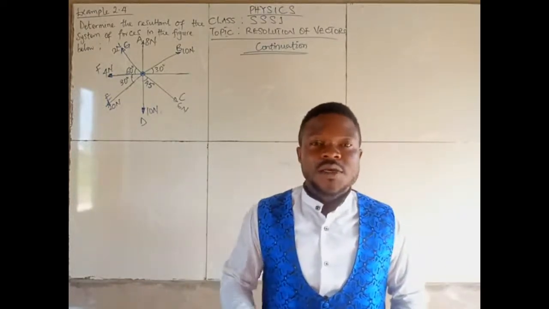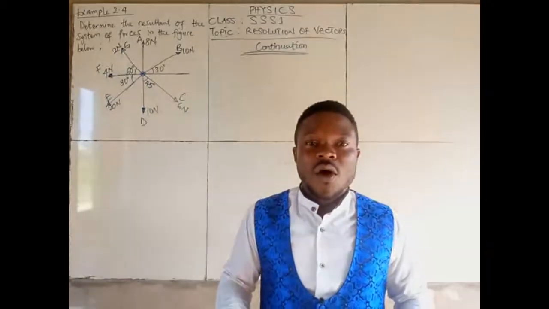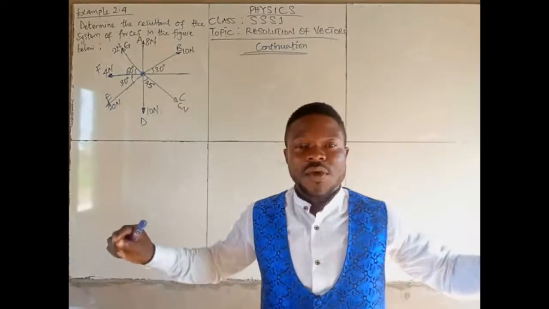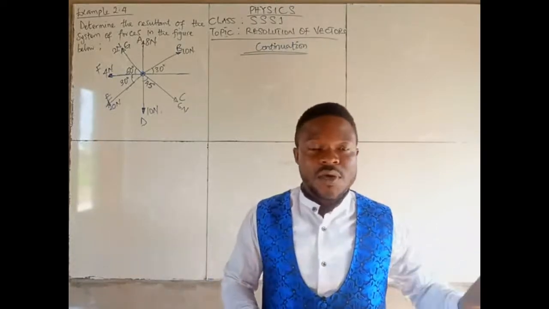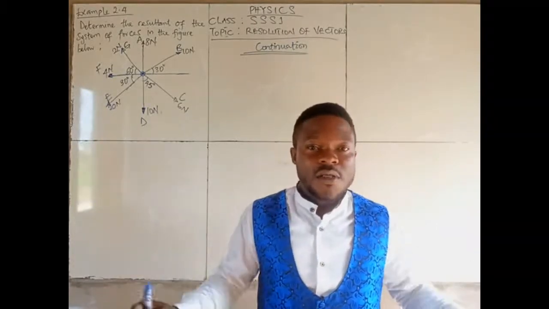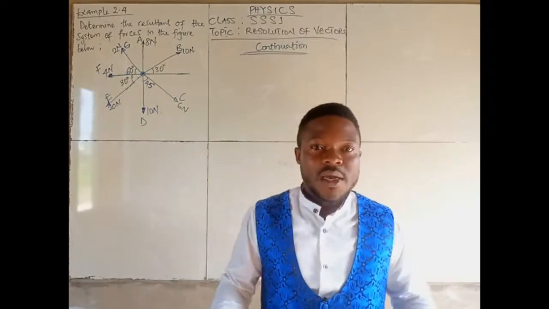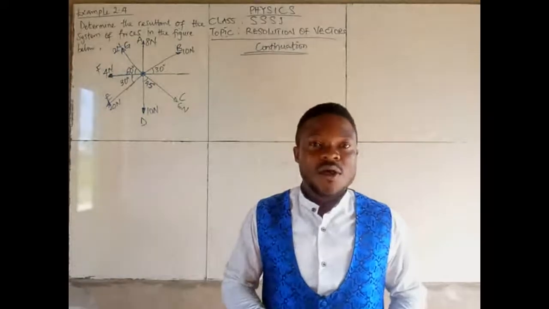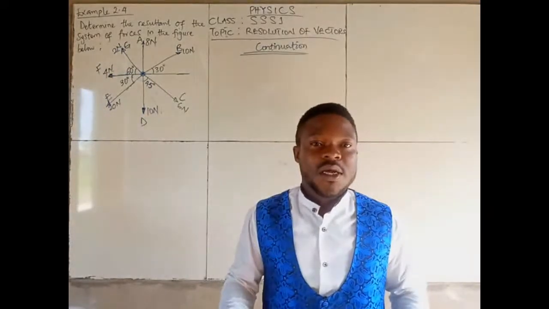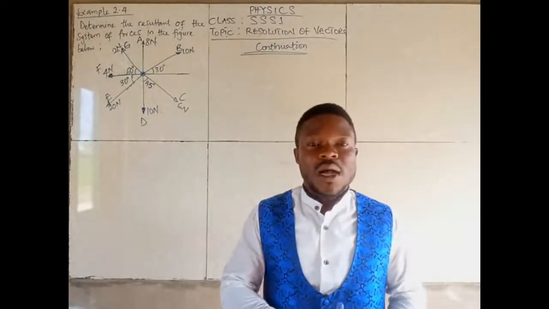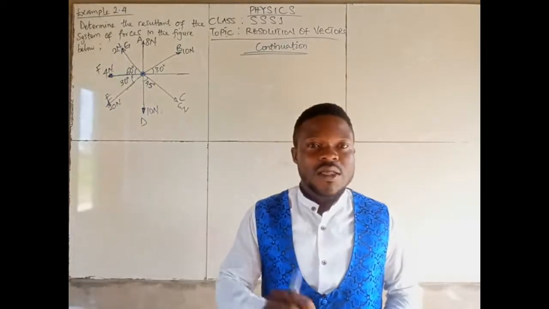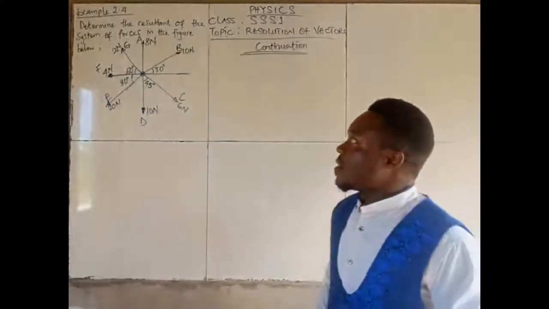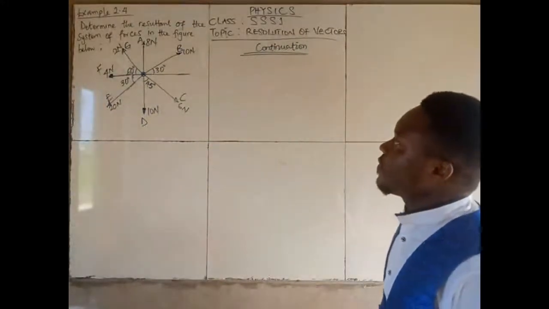Secondly, you should also do what? Add all the x components together to form a new vector Rx. Add all the y components to form a new vector Ry. Then after that, you can determine the real resultant using your Pythagoras theorem. You can also determine the angle of that resultant, that is, the direction of the resultant from there.